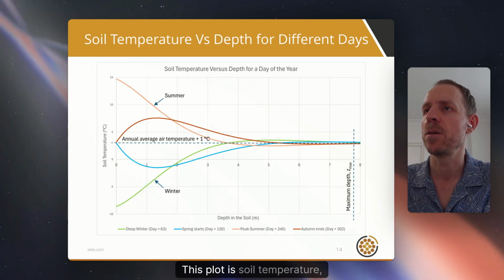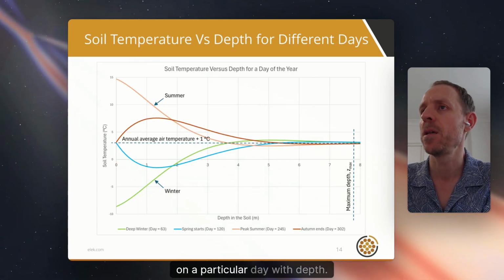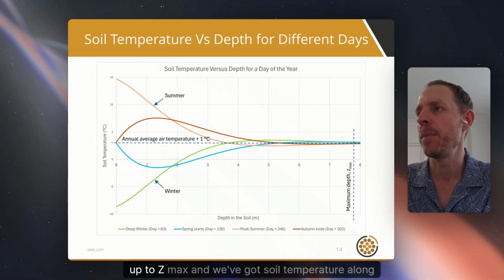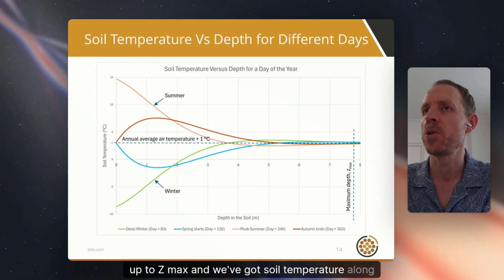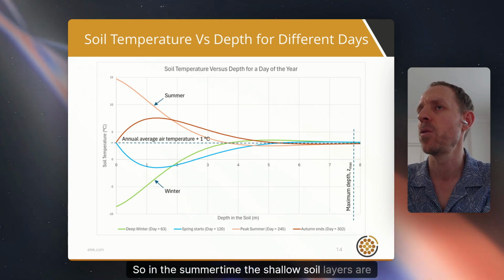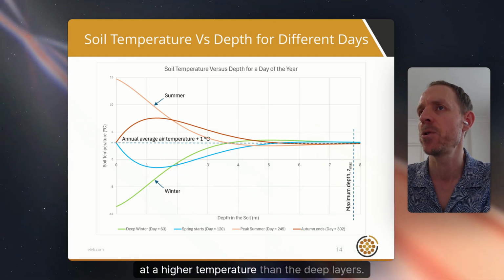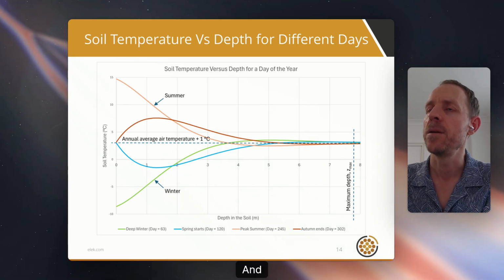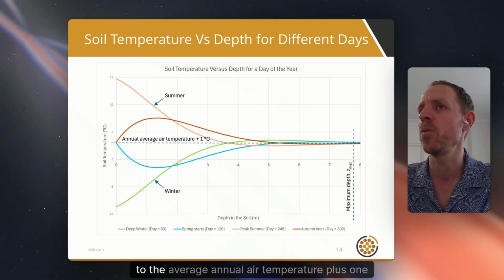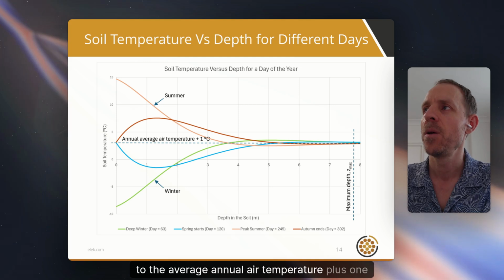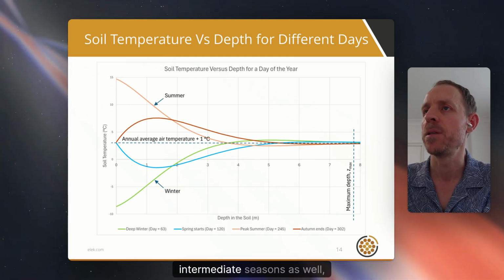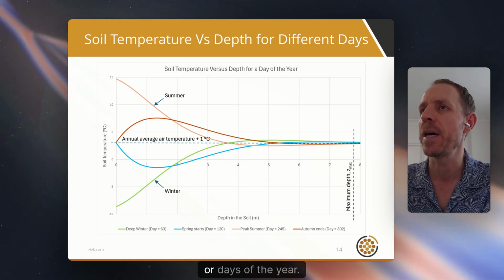This plot is temperature on a particular day with depth. So we've got depth along the x-axis to Z max, and we've got soil temperature along the y-axis. So in the summertime, the shallow soil layers are at a higher temperature than the deep layers. And at all times of the year, all these curves converge to the average annual air temperature plus 1 degree. We've got winter on the plot, and we've got the intermediate seasons as well, or days of the year.